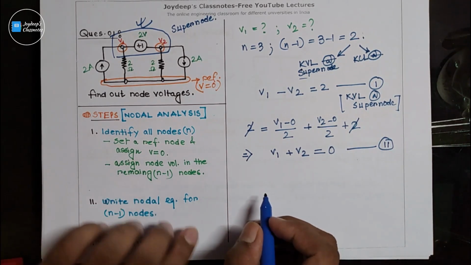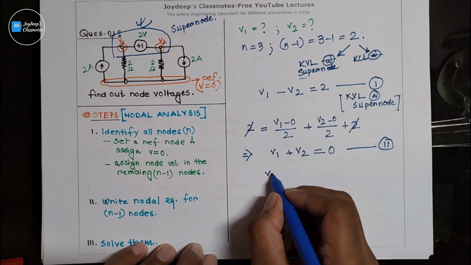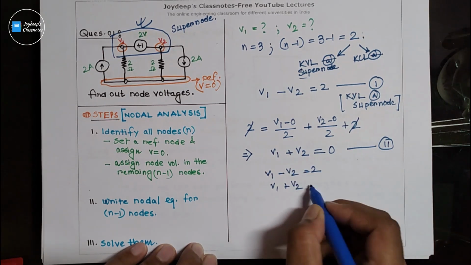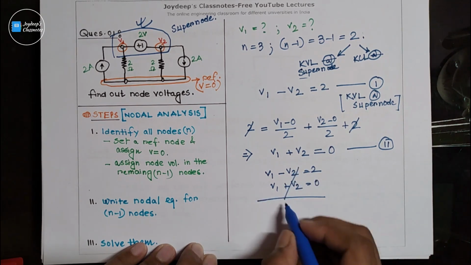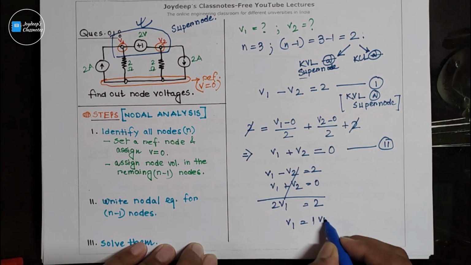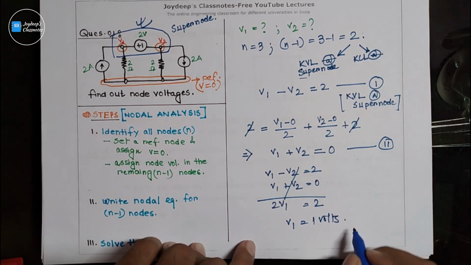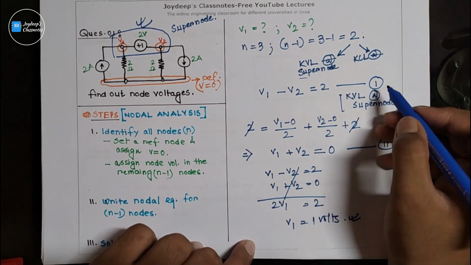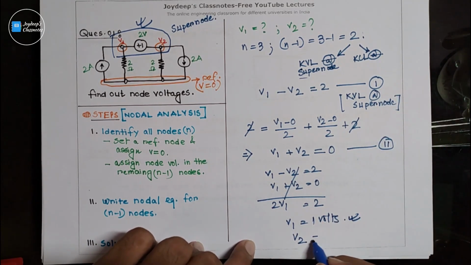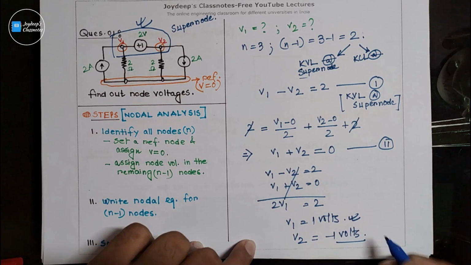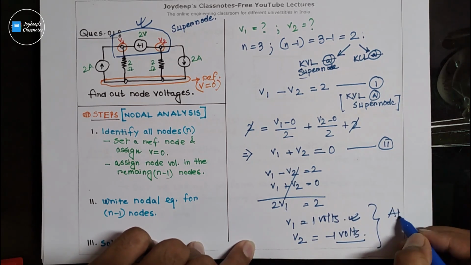Now solve equation number 1 and equation number 2. So V1 is 1 volt. Now applying this in equation 1, we get V2 equals how much? Minus 1 volt. So that is your answer.